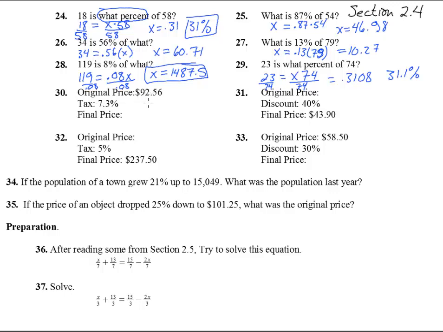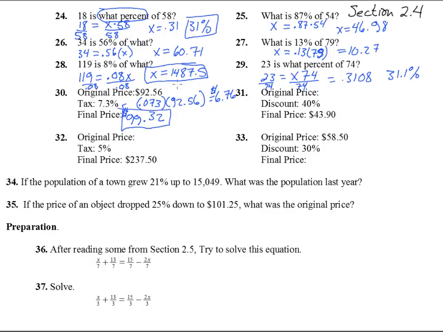Number 30, the original price is $92.56. The tax is 7.3%, so we're going to take 0.073 times 92.56. When we punch that into a calculator, we get 6.7568, so 6.76. That is our tax. So we add that onto 92.56, the original, which is $99.32. There's our final price.